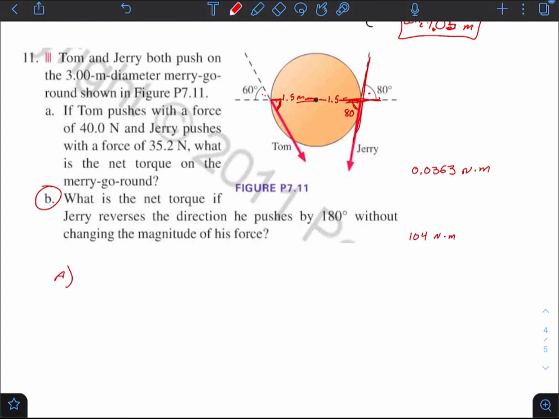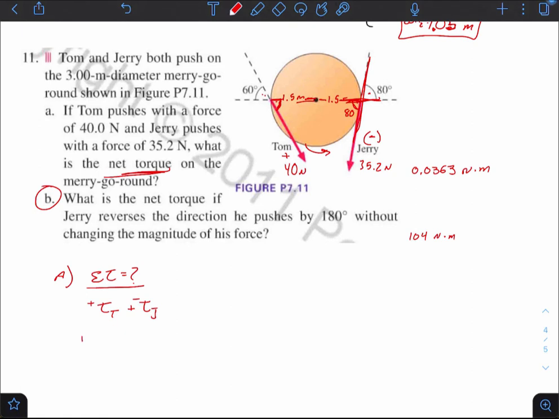Tom pushes with a force of 40 newtons, and Jerry pushes with a force of 35.2 newtons, and I am paying attention to which direction the torques are because they are asking about the net torque. That's what we're trying to find. Tom is pushing it in a counterclockwise rotation, so this one's going to be positive, and Jerry's pushing it in a clockwise rotation, which is going to make it negative. So torque Tom plus torque Jerry. Tom is positive, Jerry is negative initially.